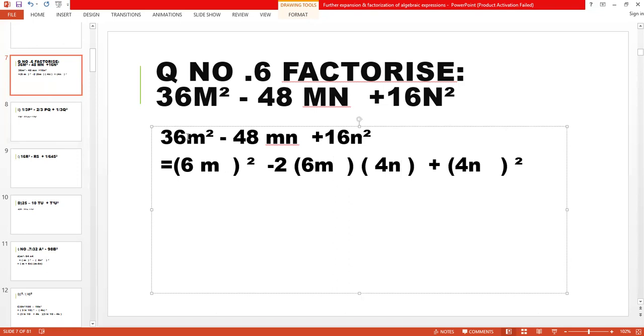Now you can check. 6 6s are 36 m square. 4 into 4, 16 n square. And the center, look here. 4 6s are 24, 24 2s are 48. You can say 2 6s are 12 and 12 4s are 48. You will get the same.